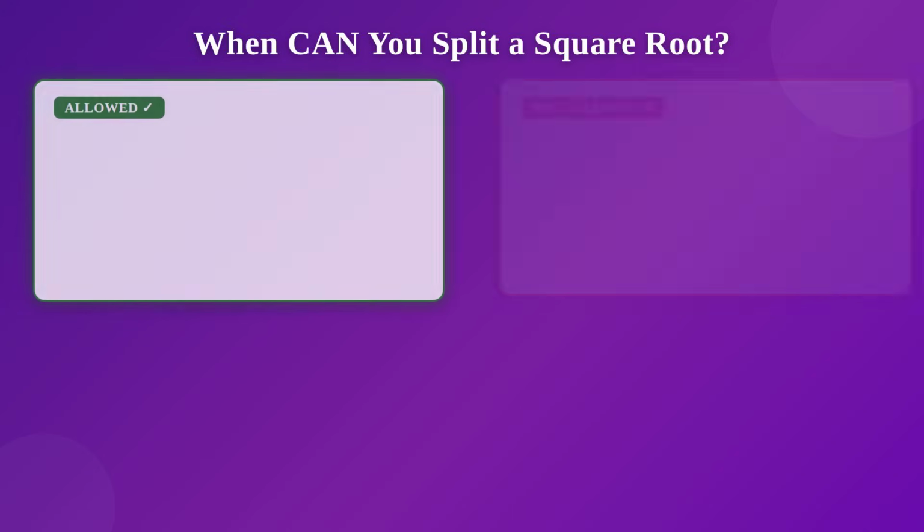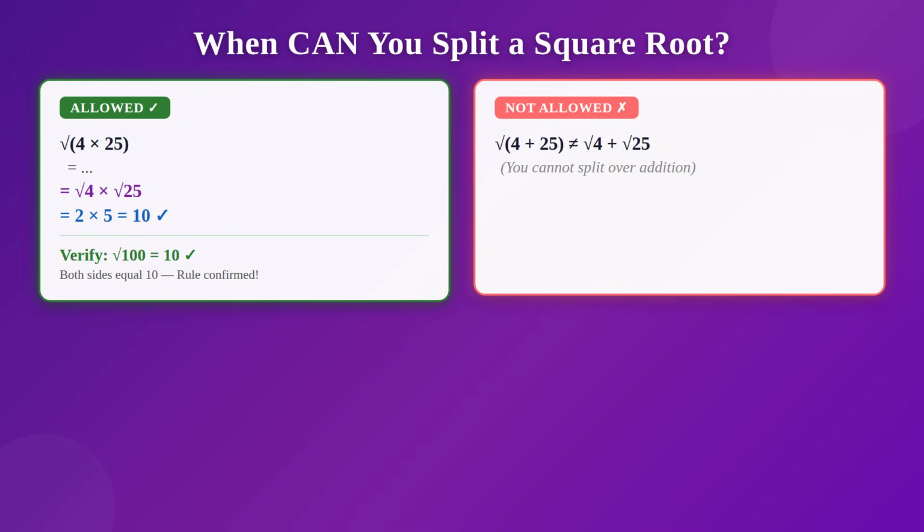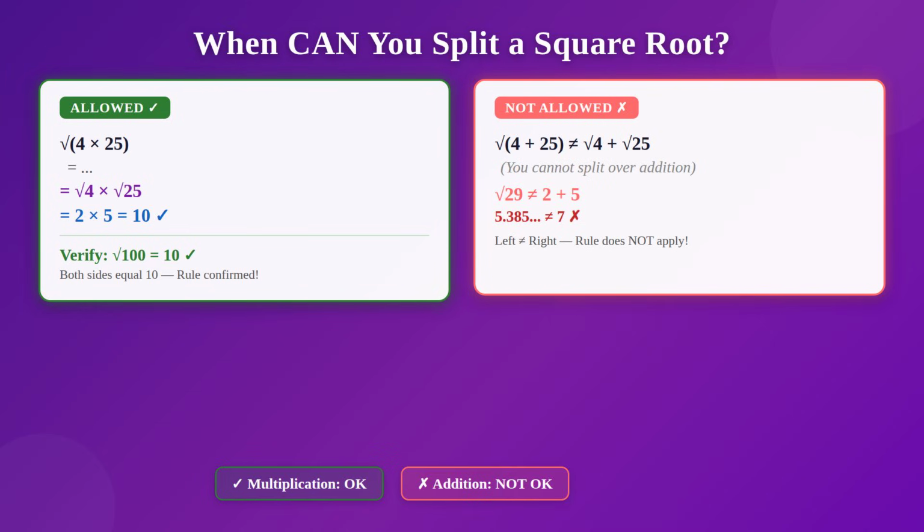Let's spend just a moment on when you can split a square root, because this one is a real math rule. The square root of 4 times 25 equals the square root of 4 times the square root of 25. That's 2 times 5, which is 10. And if you check, the square root of 100, which is 4 times 25, is also 10. They match. So this splitting over multiplication rule is totally legit. Just remember, multiplication yes, addition and subtraction no.